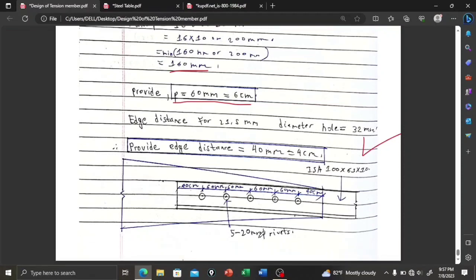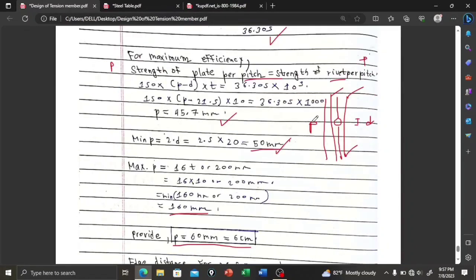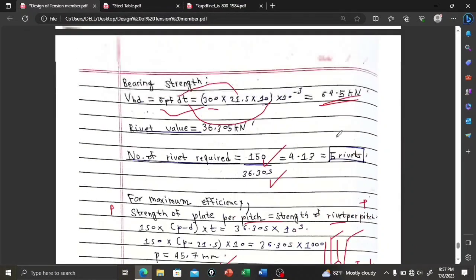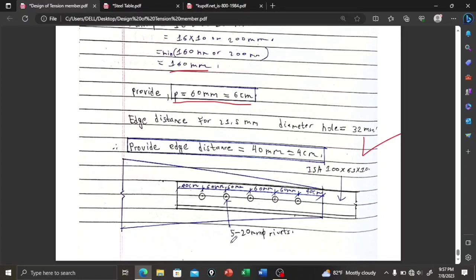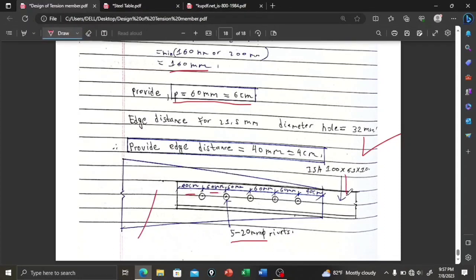So this is the figure, 1, 2, 3, 4, 5 rivet. Number of rivet is this 5 rivet, and diameter is 20 mm dia rivets. This is pitch, and this is edge distance, and this is gusset plate, and this is ISA 100 by 65 by 10.